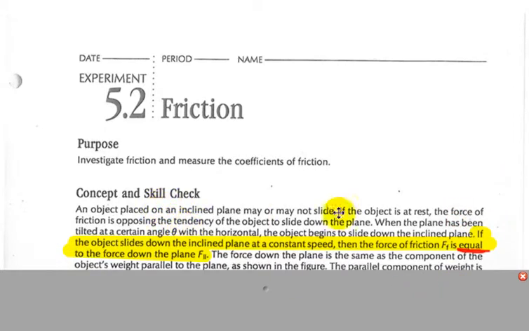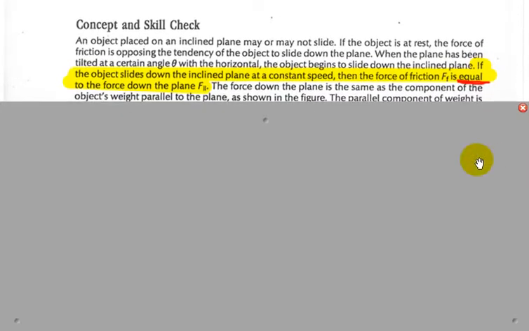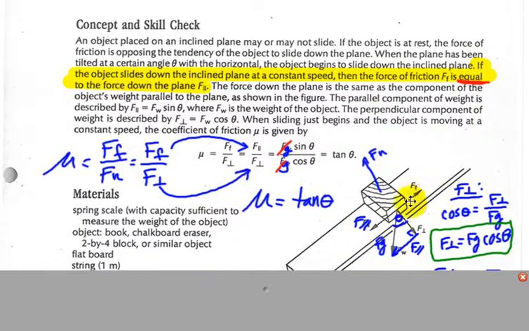So first of all, an object placed on an inclined plane may or may not slide. If the object is at rest, the force of friction is opposing the tendency of the object to slide down the plane. When the plane has been tilted at a certain angle, so if we lift the angle higher and higher, the object will begin to slide down the plane. Now, if the object slides down the inclined plane at a constant speed, then that means that the force of friction is equal to the force down the plane, or I often refer to this as FA, the applied force, or of course, it's equal to F parallel.